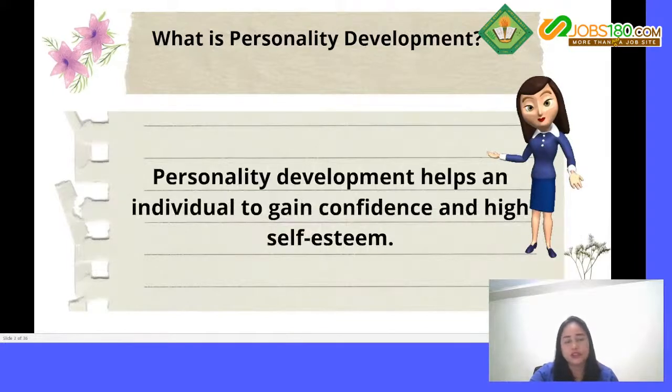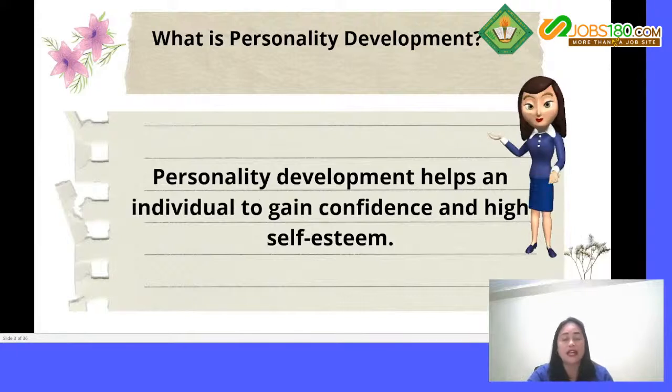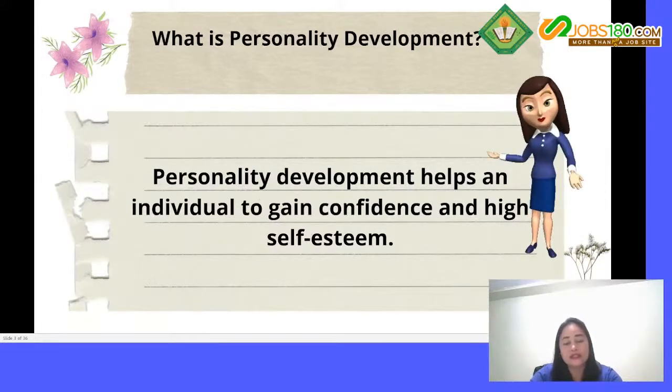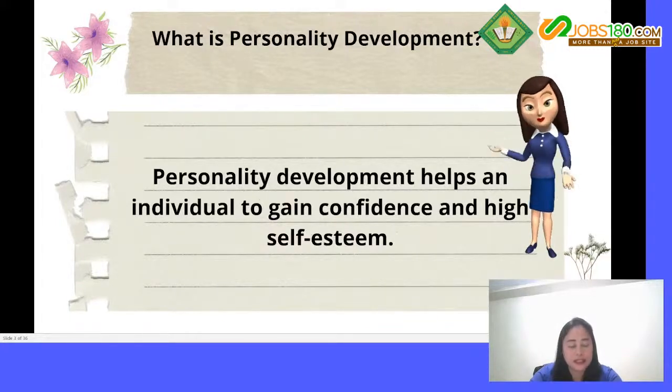Okay, next, personality development helps an individual to gain confidence and high self-esteem. Okay, ito ay pagpapaunlad ng personalidad na tumutulong bilang isang individual na magkaroon ng kumpiyansa sa sarili. Yung mataas na pagpapahalaga sa sarili.